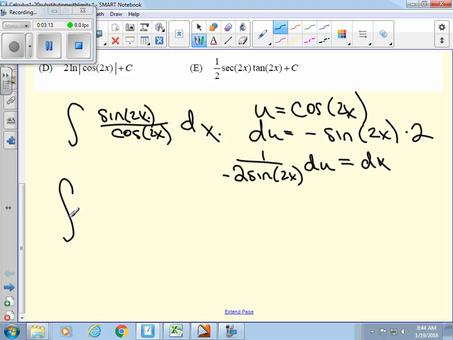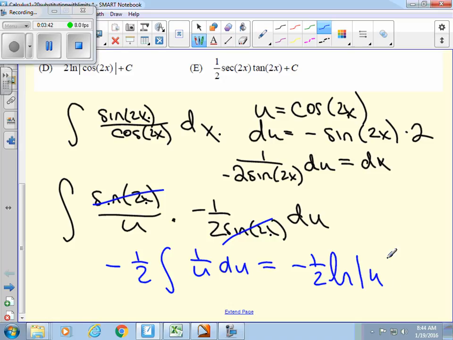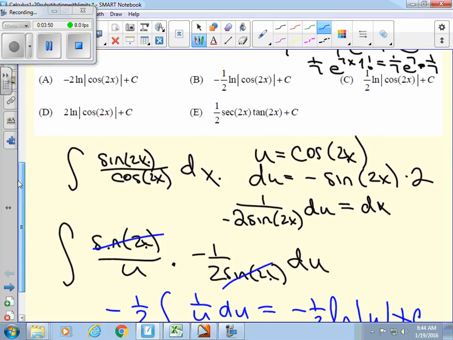And so I have the integral of sine of 2x over u times negative 1 over 2 sine of 2x du. The sine of 2x's cancel. So I have negative 1/2 the integral of 1 over u du, which is negative 1/2 natural log of the absolute value of u. And u was cosine of 2x. So that puts us at B. Is that B?